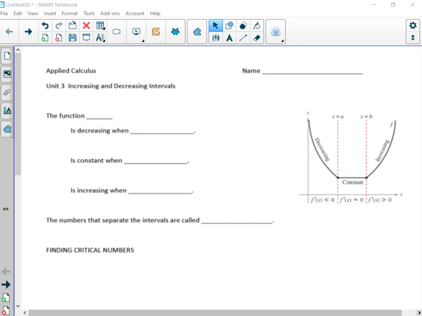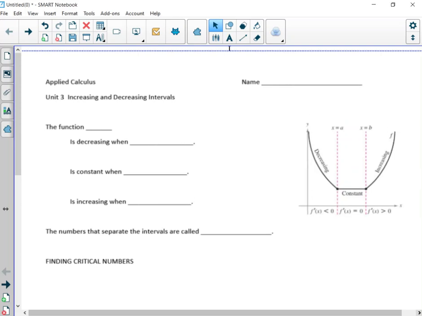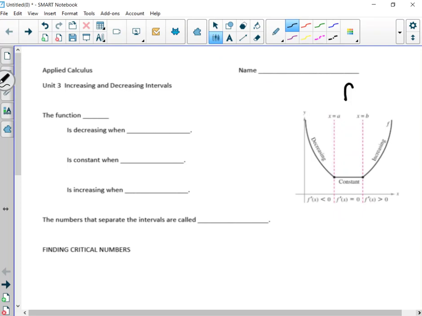Okay, so on your handout, you've got a graph of a function, and you've got a section where that function is decreasing or going downhill if you look at it left to right, a section where that function is constant, and a section where that function is increasing. So we'll call this the f of x function, all right?